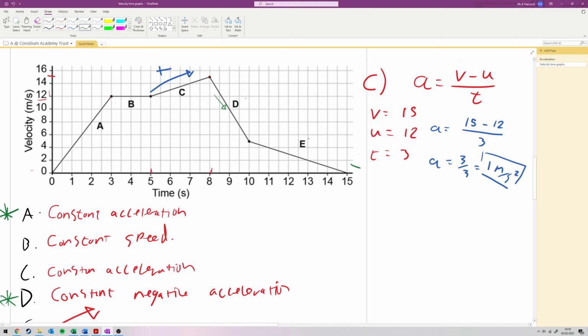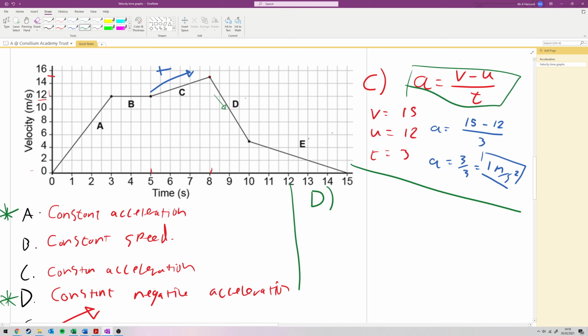We'll do D in green. So D. Again, I'm using the same equation, so I'm not going to rewrite it. It's just up there. What is my final velocity? Well, my final velocity is 5. If I put a dotted line across, that's my final velocity, so v equals 5. And what's my starting velocity? My starting velocity is 15.